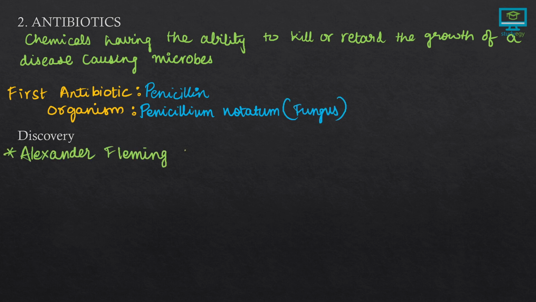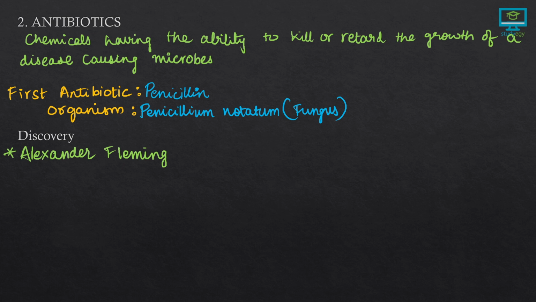Alexander Fleming was working with Staphylococci bacteria. In one of the unwashed culture plates there was a mold growing, that is the fungus. Wherever the fungus was growing, the bacteria could not grow. So he observed that there was some chemical compound released by the fungus that did not allow the growth of the bacteria. Then he named that compound an antibiotic.